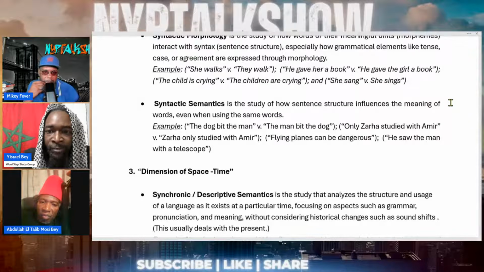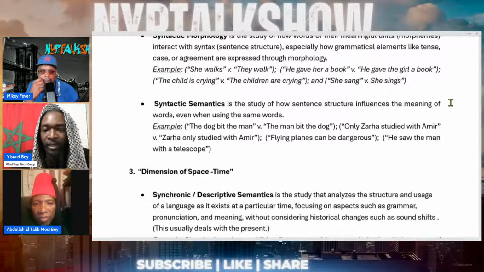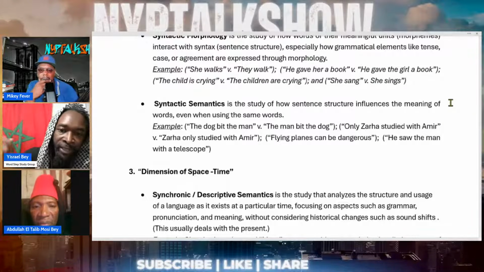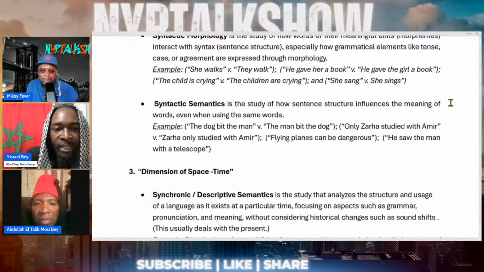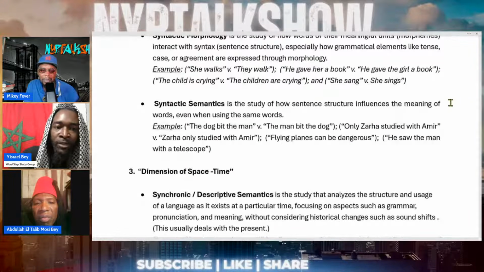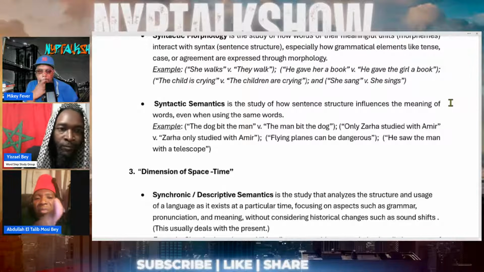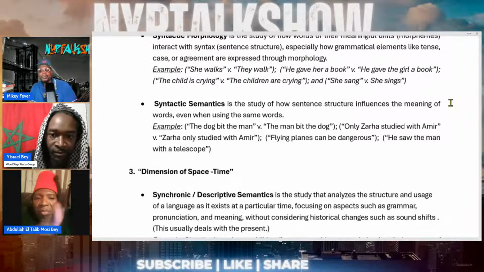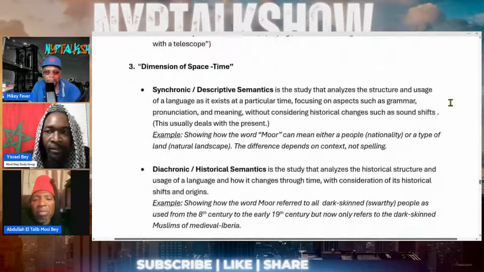So flying planes can be dangerous, meaning the one actually piloting the plane can be dangerous, and also that planes flying themselves in the air can be dangerous. And then, he saw the man with the telescope: the man he's looking at could have his own telescope, or he could be looking at the man through his telescope. So that's the syntactic semantics. Got you. Wow. Dimension of space-time.